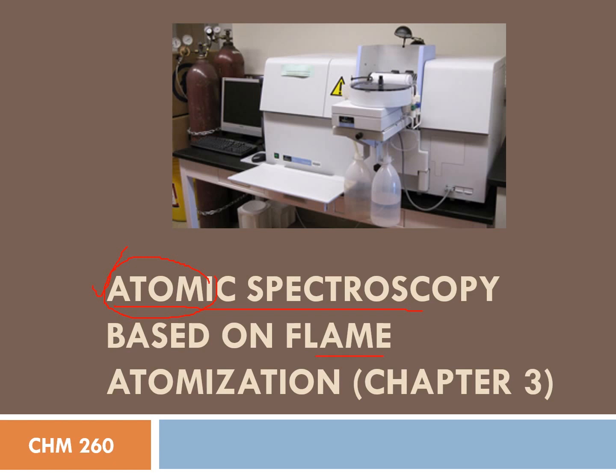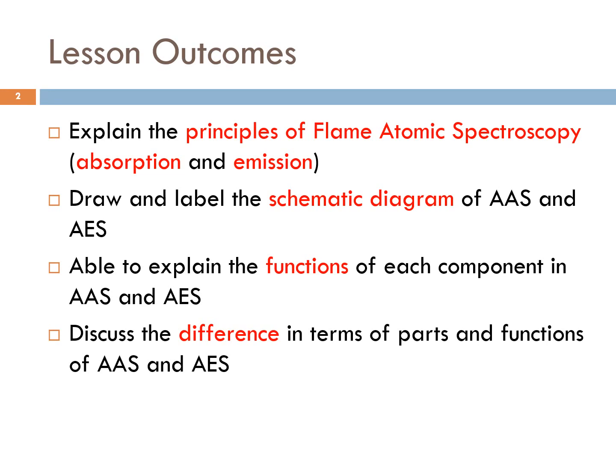Flame atomization is the process in which your sample, which is in solution or in solid, will be converted into atoms. At the end of this chapter, you must be able to differentiate between AAS, atomic absorption spectroscopy, and AES. You must know the diagram and the function and also the difference between these two instruments. And of course, you must be able to differentiate what is absorption and what is emission.